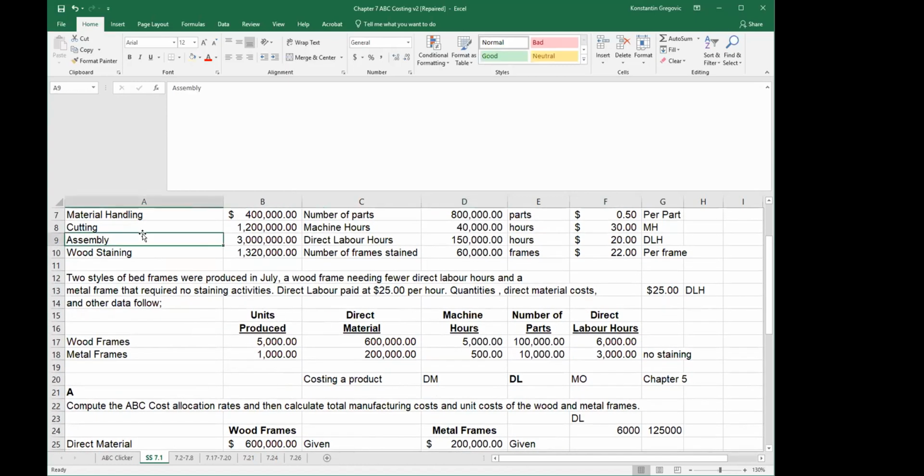Let's see if you get the next one. What's the next one? Assembly. Now everyone should get this. I want a cost for assembly for wood frame. What is it?